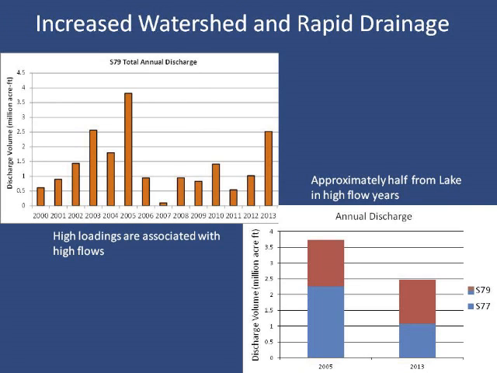The graph on the right shows the percentage of the flows at S79 that come from the lake. The lake percentage is in blue at the bottom. So about 50% of the flows from the Caloosahatchee come from the lake during high flow periods. This doesn't translate exactly to the nutrient loading, but that's the general picture during the high flows. During the low flows, the ratio is much more slanted towards the Caloosahatchee watershed.